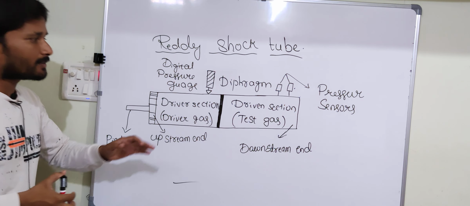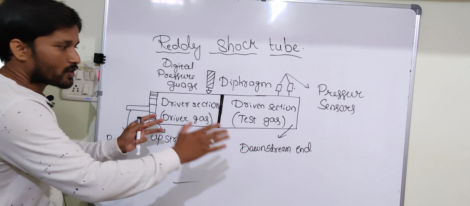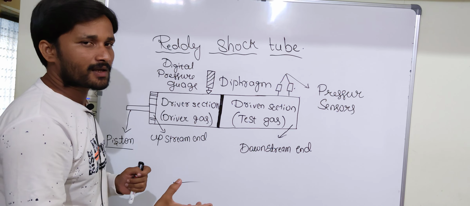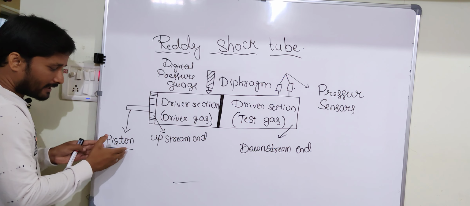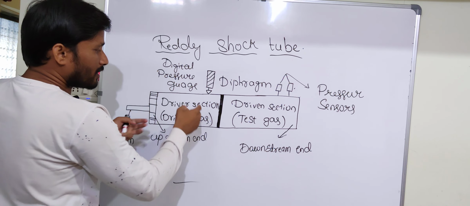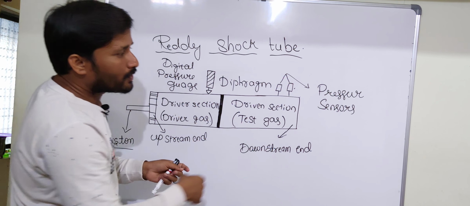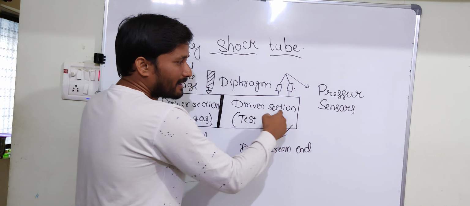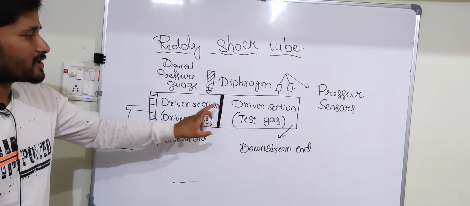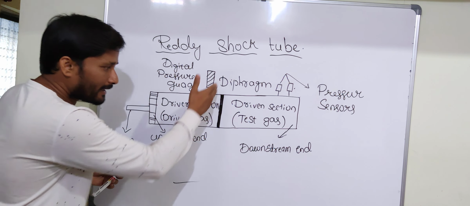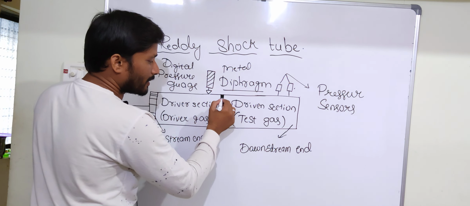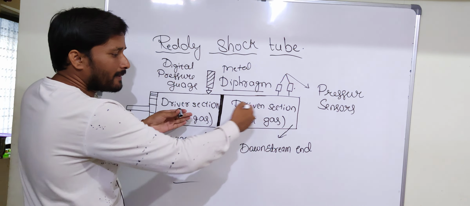Now we'll discuss its important parts one by one. This Reddy Shock Tube consists of two sections, one is the driver section, another one is the driven section. The far end of the driver section is connected to the piston. Here we have mounted a pressure gauge on this driver section, and two pressure sensors are mounted to the driven section. These two sections, the driver section and the driven section, are separated by a metal diaphragm. This is the metal diaphragm where these two sections are separated.